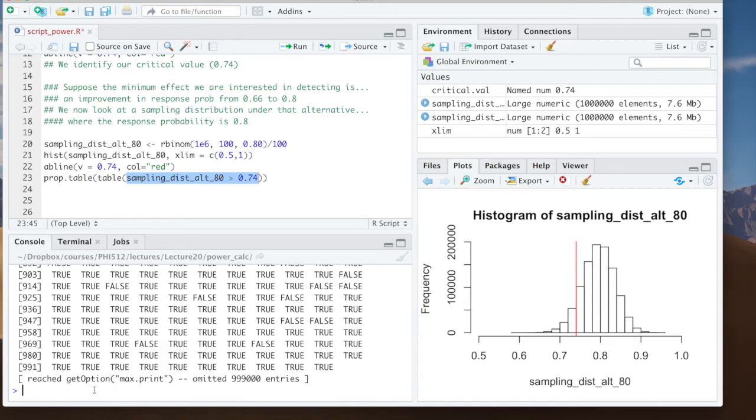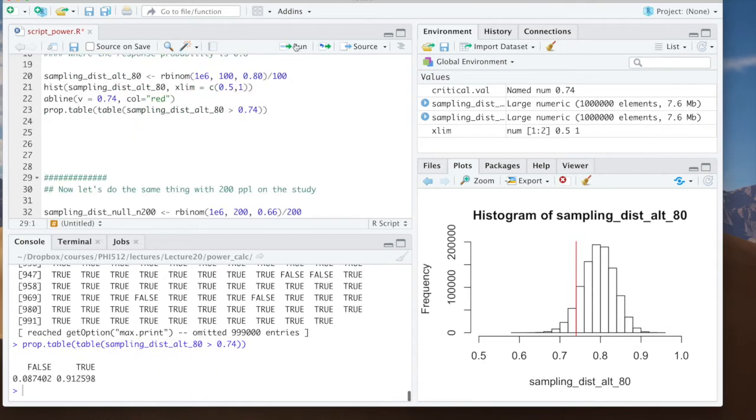For each trial, it says, did we reject the null hypothesis in this simulation, or did we not? So we get a bunch of trues and falses, and then we want to identify what proportion of those are true and what proportion of those are false. And when we run this whole line, we end up seeing the proportion that are true and the proportion that are false. And here we see 91% are true, and 8%, or close to 9%, are false.